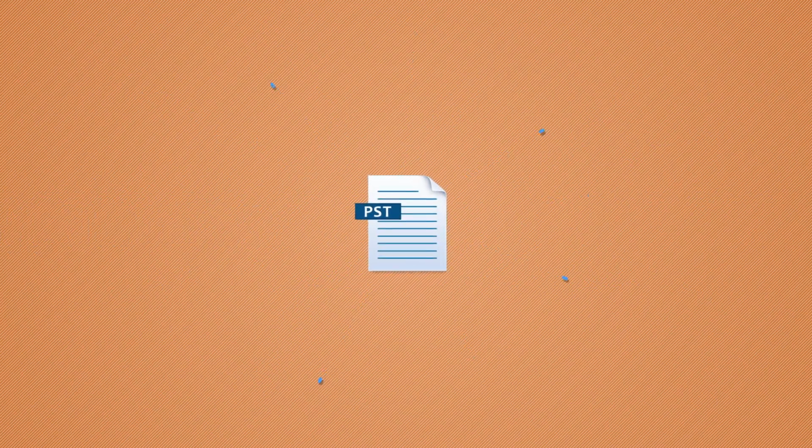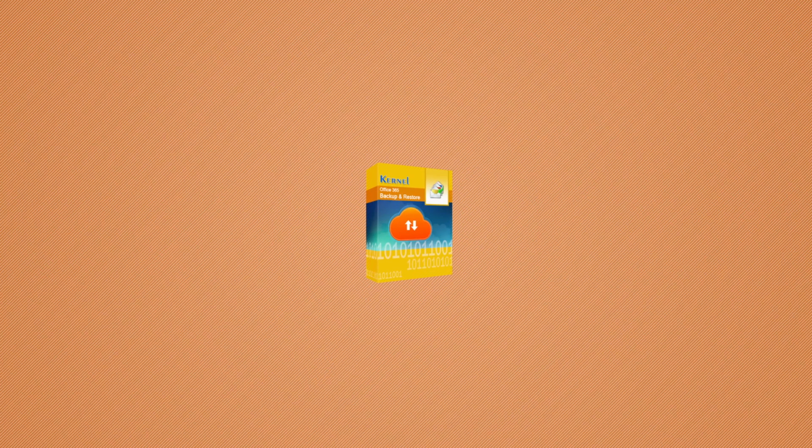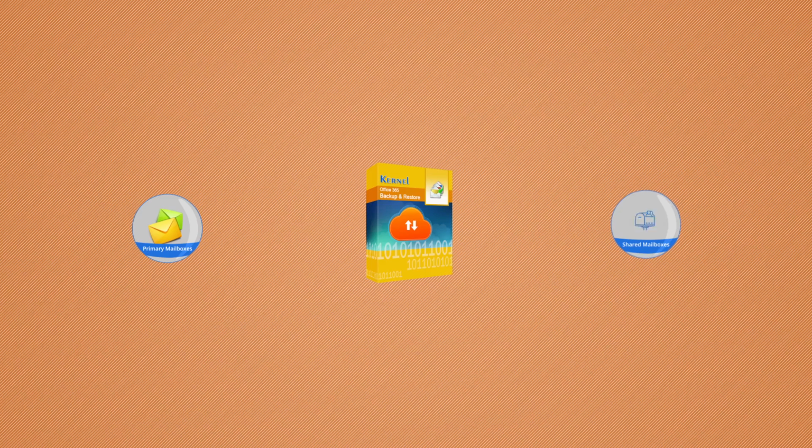The complete process of automated backup of Office 365 archive mailboxes to PST through the reliable Kernel Office 365 Backup and Restore tool is explained here. The software can also back up Office 365 primary mailboxes, shared mailboxes, and public folders in addition to archive mailboxes.